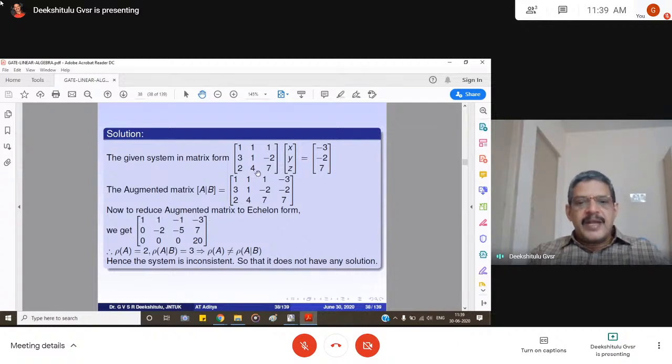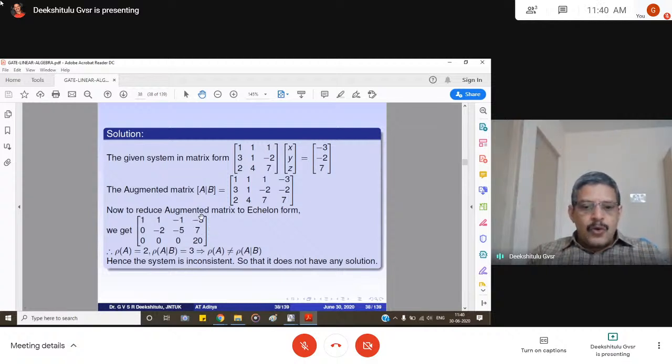So A will be written as 1 1 1, 3 1 minus 2, 2 4 7. Beside it, we write this B. This is A augmented with B. Then reduce this matrix to echelon form by using row transformations. R2 minus 3R1, R3 minus 2R1, then these entries will be 0. Further reduce it, and we get it like this.